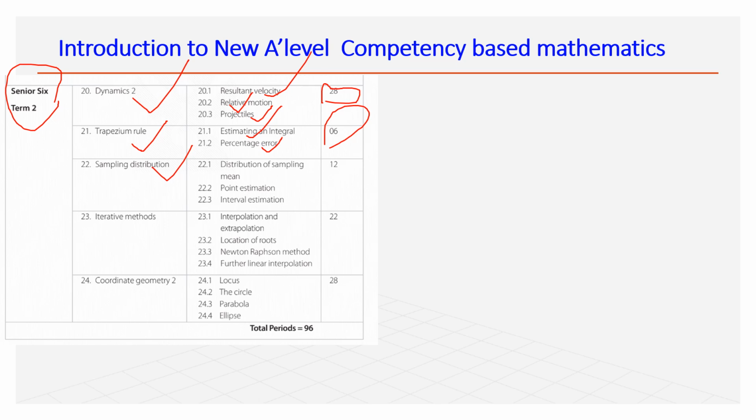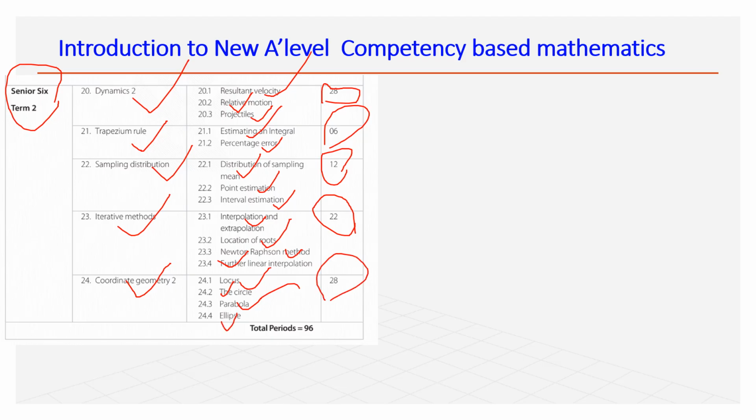Sampling distribution and distribution of sampling mean, point estimation, and interval estimation, and this will take 12 periods. The interval methods, and this will be interpolation and extrapolation. Location of roots, the NRM, the Newton-Raphson method, the further linear interpolation, and this will take us 22 periods. Coordinate geometry 2, that's the locus, the circles, the parabolas, and the ellipse, and this will take us a gross period of 28, and the total of the whole term will be 96.